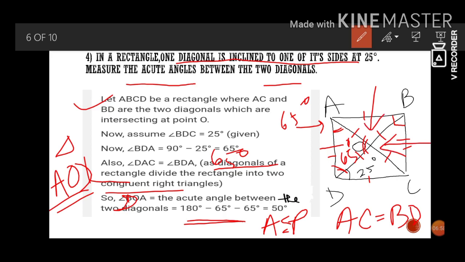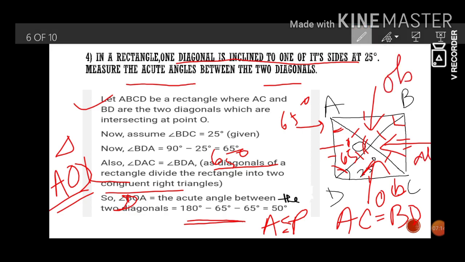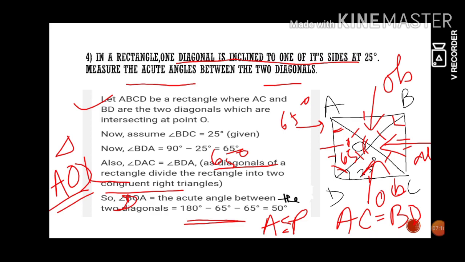Again, angle BOC is vertically opposite to AOD. It will also be an acute angle, and angle DOC will be an obtuse angle. So there are two obtuse angles and two acute angles. So this is question number 4.